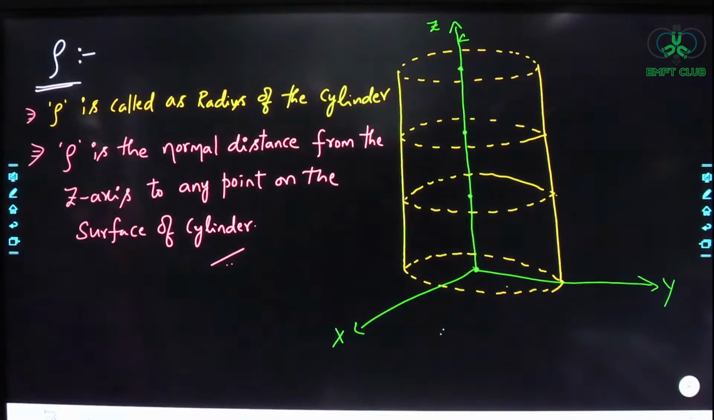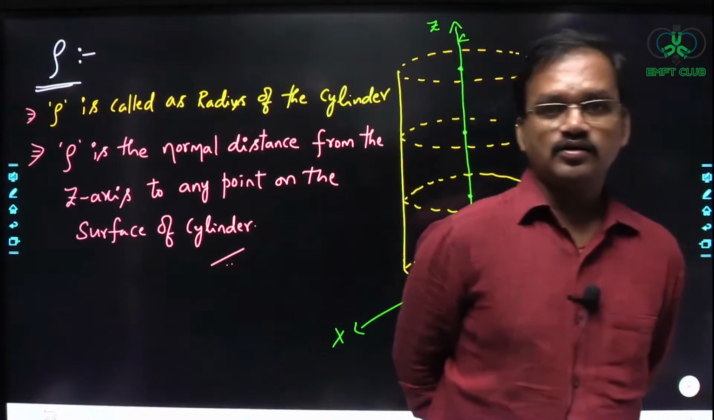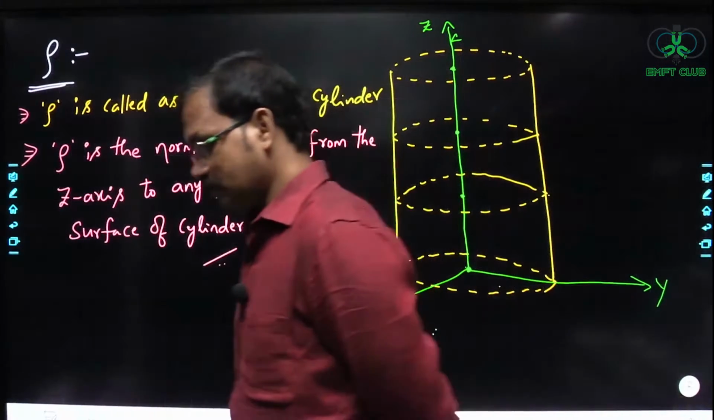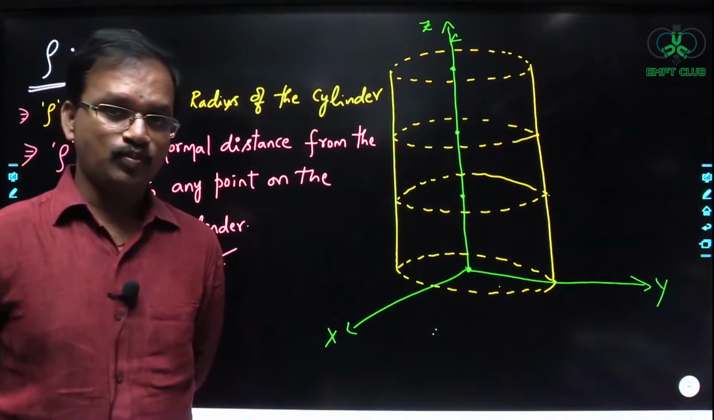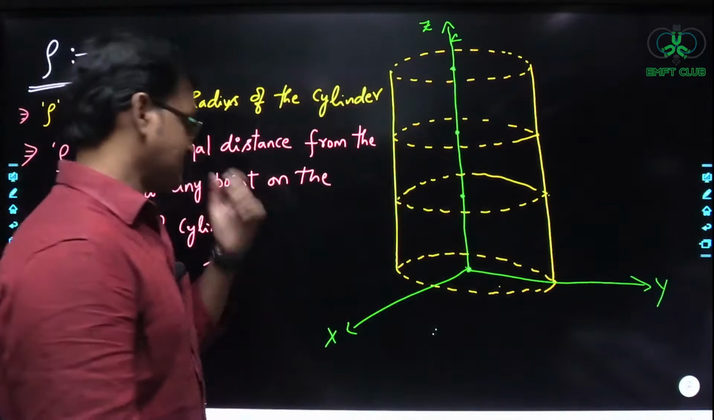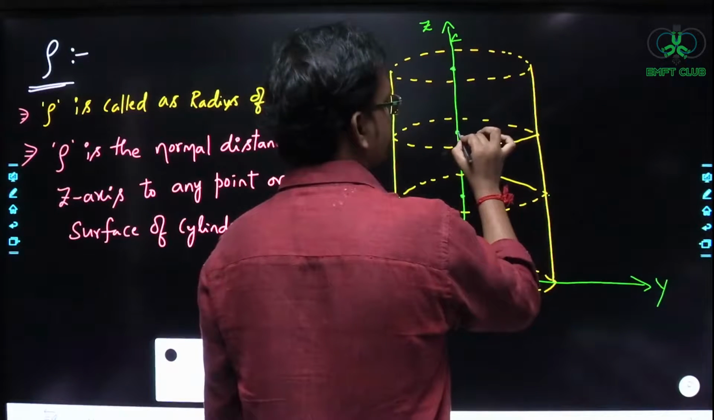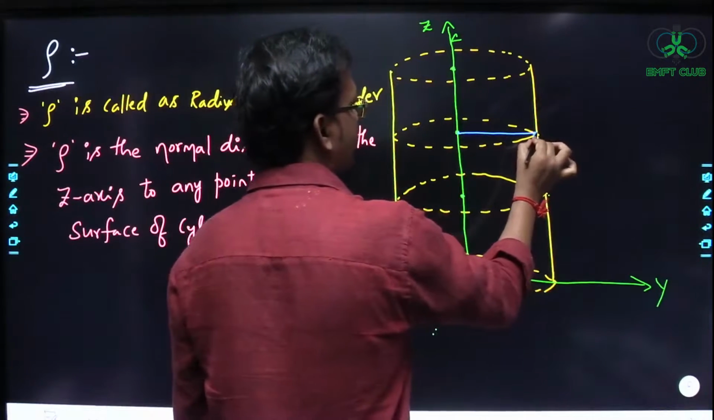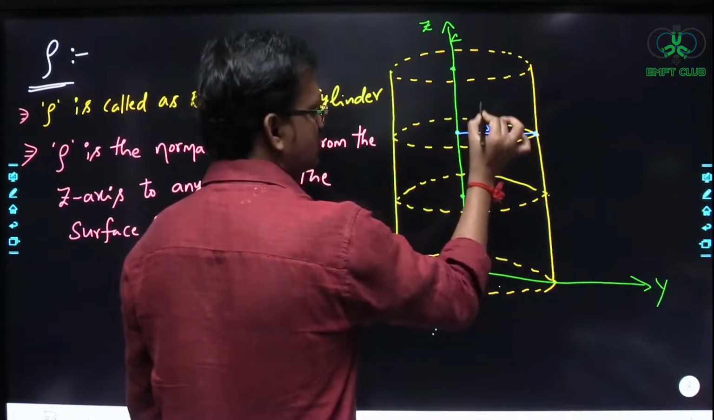So rho is called the radius of the cylinder, and this rho is nothing but the normal distance measured with respect to the z-axis, the normal distance from the z-axis to any point on the surface of the cylinder. See here, if I consider a point here and draw a normal line from the z-axis to this point, this is called rho.